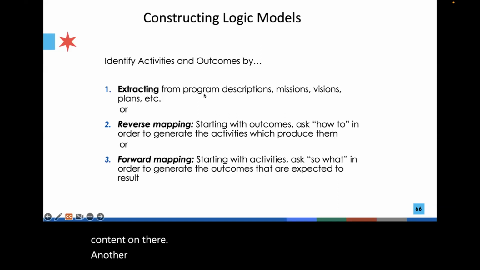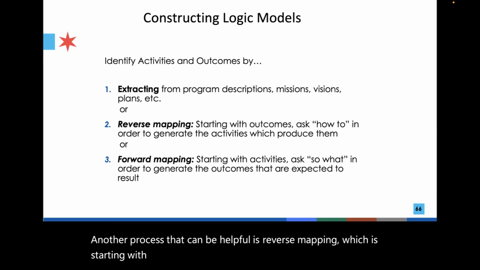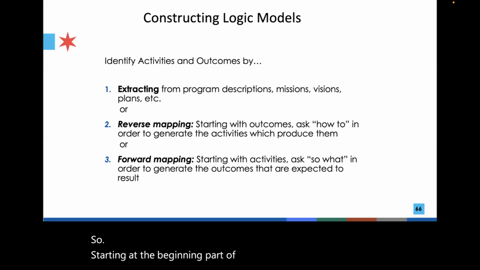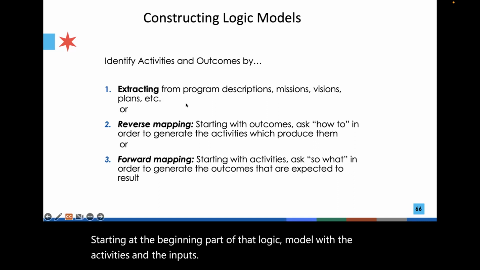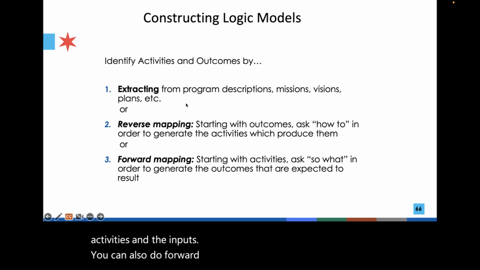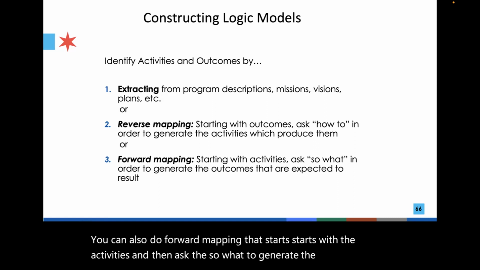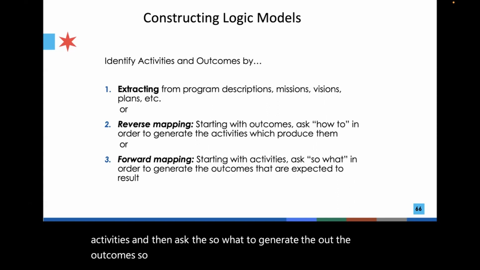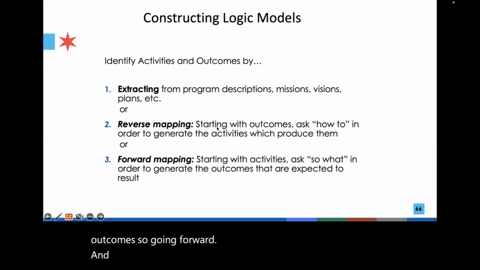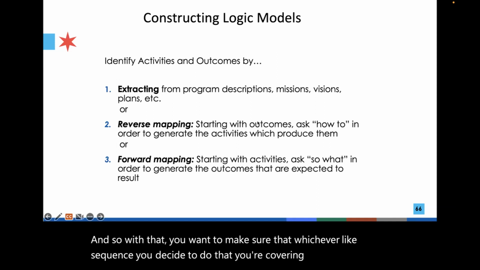Another process that can be helpful is reverse mapping, which is starting with the how-to. So starting at the beginning part of that logic model with the activities and the inputs. You can also do forward mapping that starts with the activities and then asks the so what to generate the outcomes. So going forward. And so with that, you want to make sure that whichever sequence you decide to do, you're covering everything before you move on to the next step.